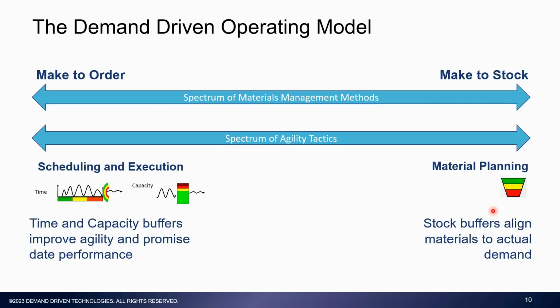And obviously a lot of companies are all over this map, meaning they've got a lot of make to stock, they've got a lot of make to order, and they've got, frankly, the challenge of prioritizing between those two worlds as well. And that can be quite difficult.